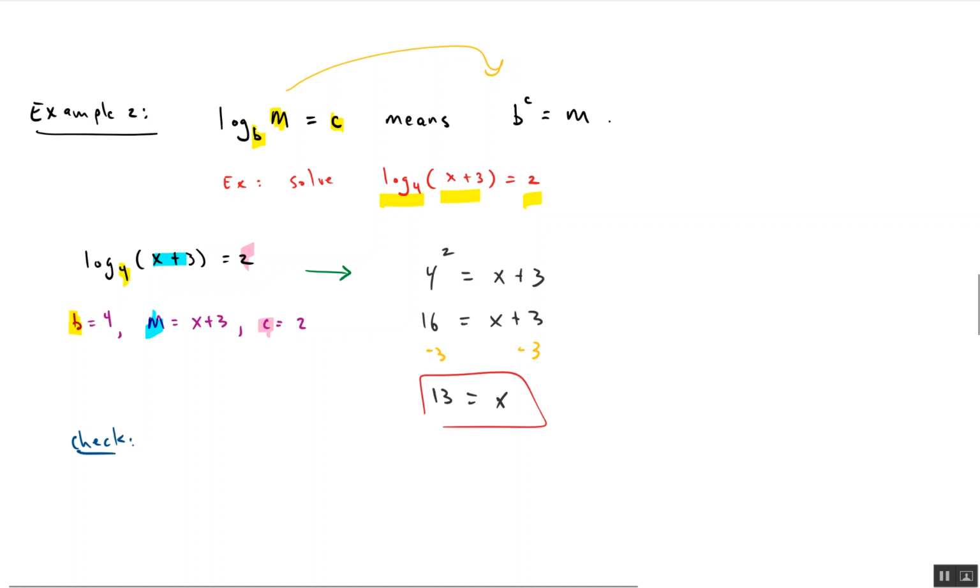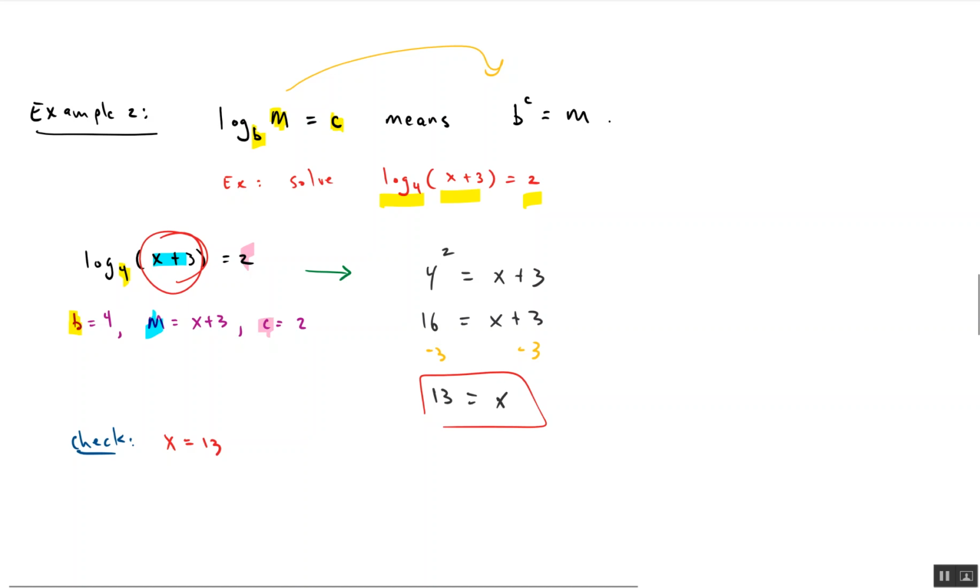We also must check x equals 13 because we have a log, and logs have restricted domains. And not only do we have a log, but if we look at our log, the input of the log is where the variable is. So we need to make sure we're not putting something in that would make, after we put the information in, it negative. So let's check.